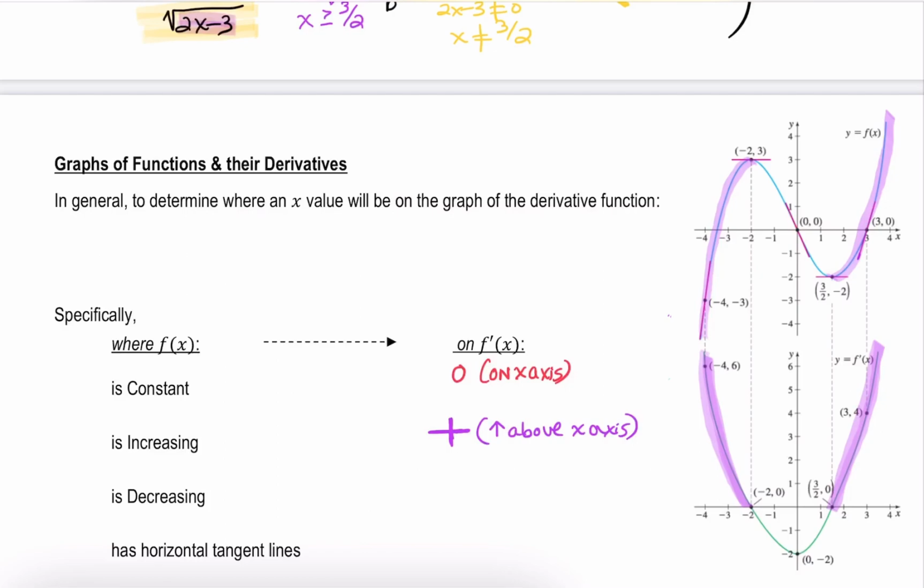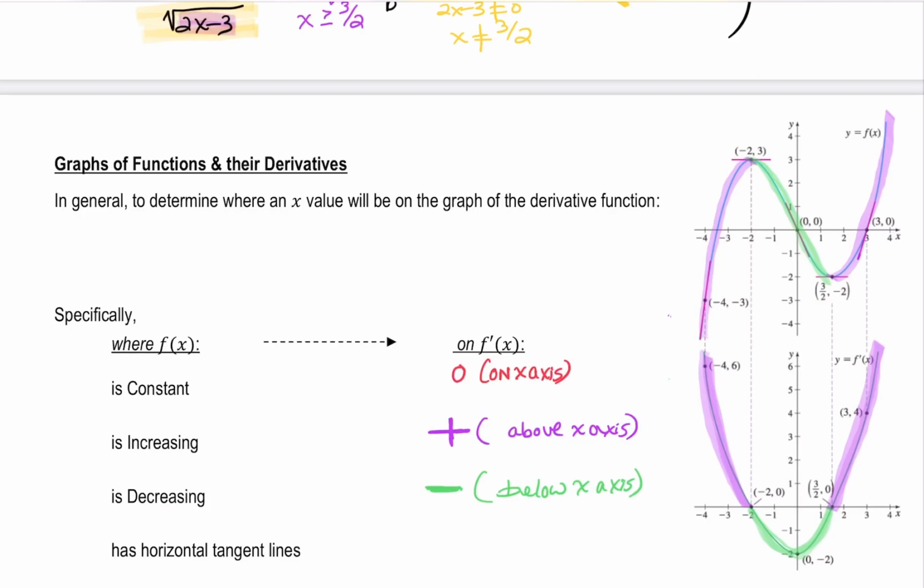So regions of an original function where the original function is decreasing, so this function's decreasing from here to here, that's going to mean that on its derivative, those were all negative rates of change, so the derivative is negative, or below the x-axis. So negative on f prime or below the x-axis. All right, so I really don't need these arrows if I'm writing it out in words, do I? So this is going to mean below the x-axis.